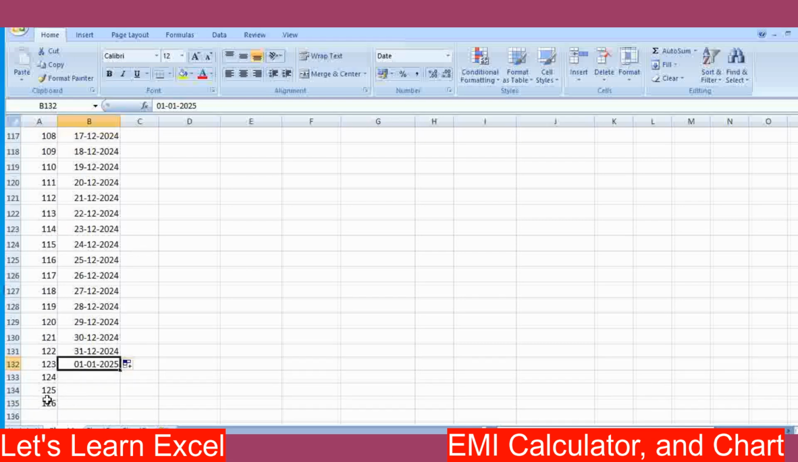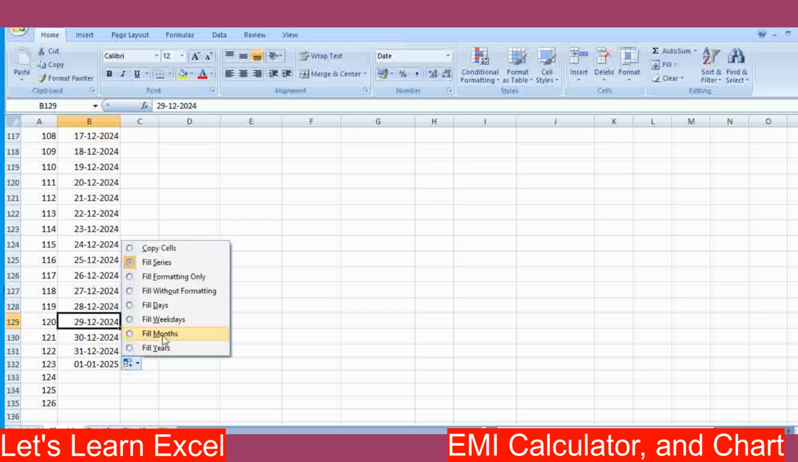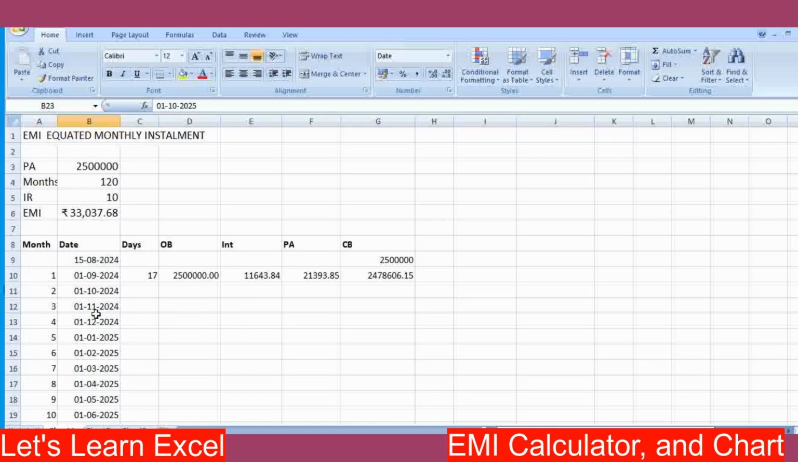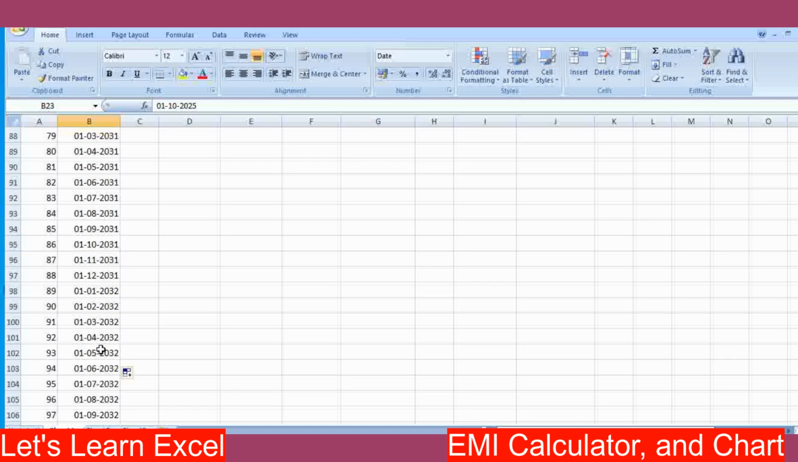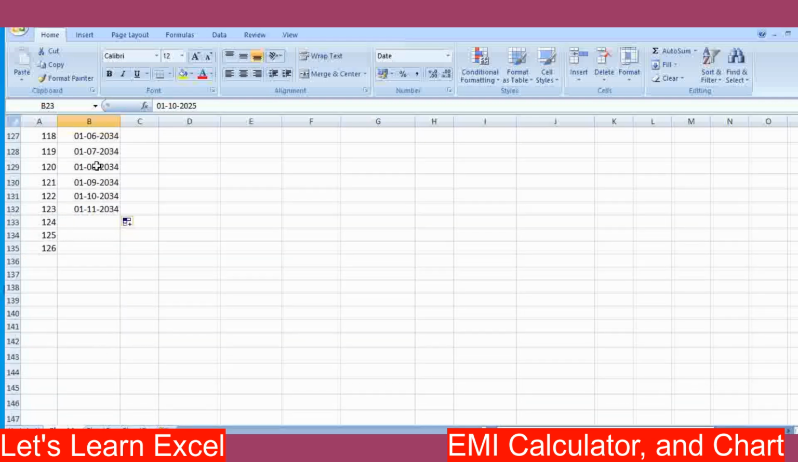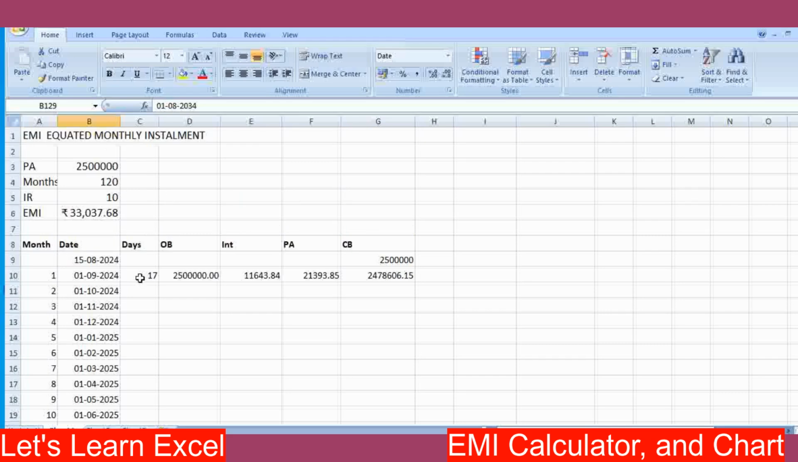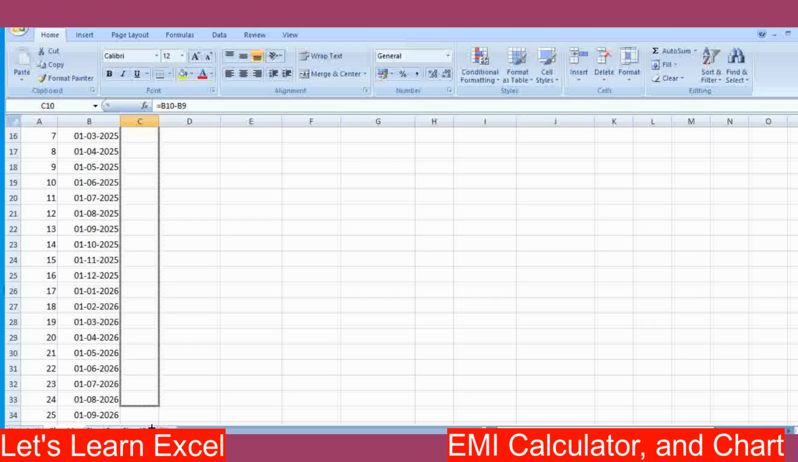So actually at the end of 120 months, now we have to fill these months. Okay. Now see here, first of September we have put, now October, November, December, January, right? This will go up to 1st of August 2034. Now copy this day calculation formula also. Now it will show 30, 31 days and 28 days, 29 days as per the leap year. It will show correctly here.